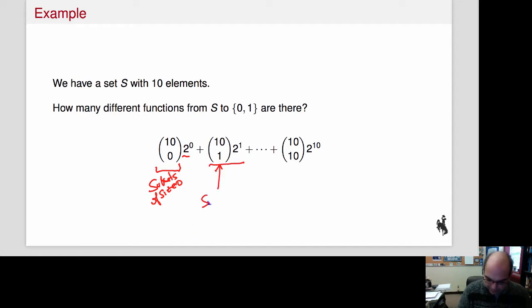10 choose 1, that is the subsets of size 0. I mean, of size 1. Okay? And then the question is, if I have a subset of size 1, there it is, right? How many ways can I fill that in? Well, it's either 0 or 1, so there's 2 ways, okay?